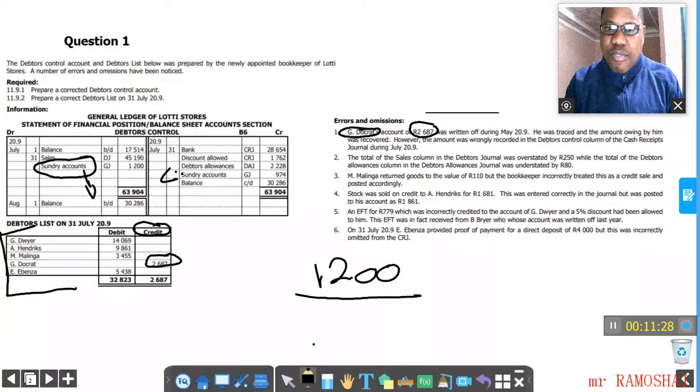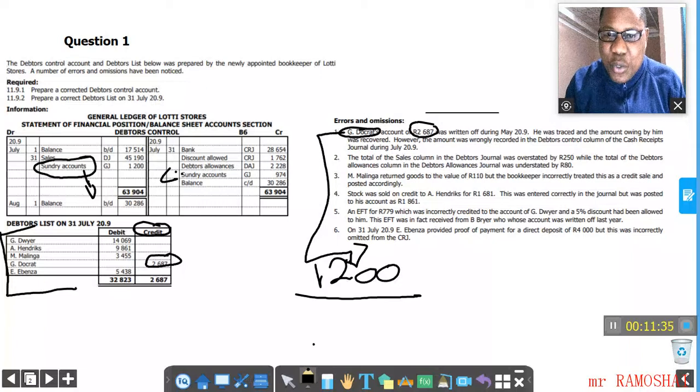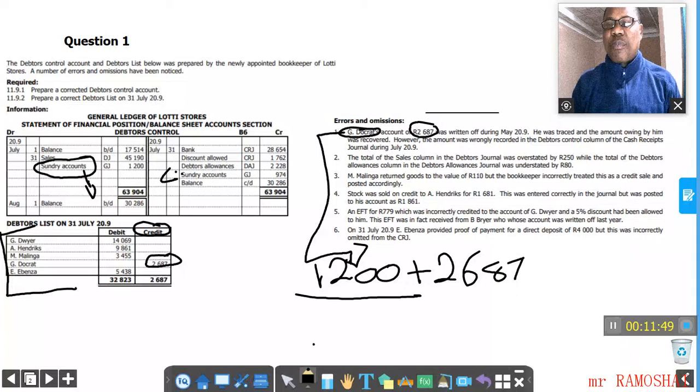Now we are going to take this amount. We are now going to edit in what? In the sundry account as 2,000, not 800, 2,687. I will say, guys, why?